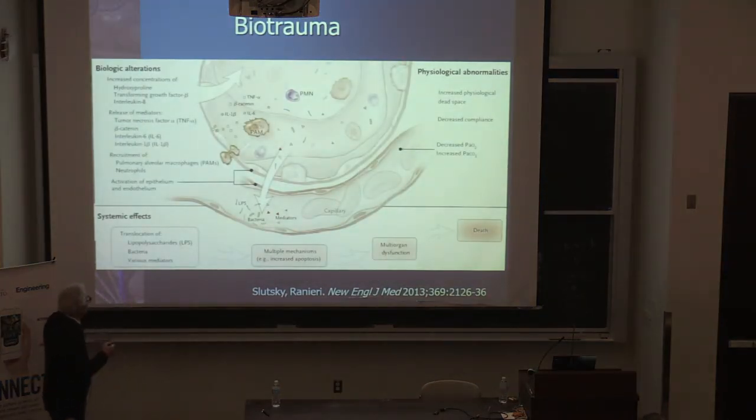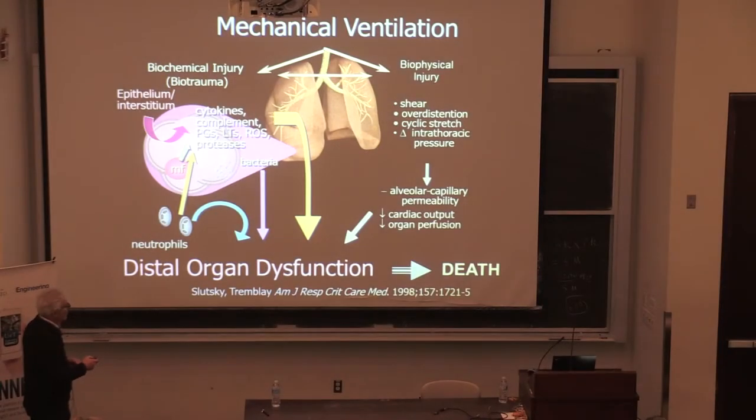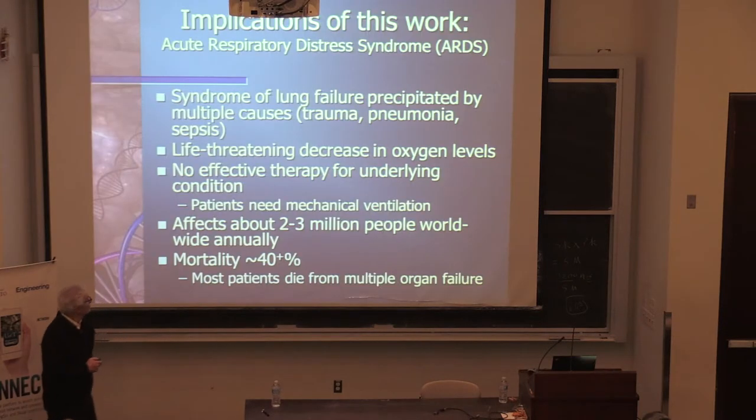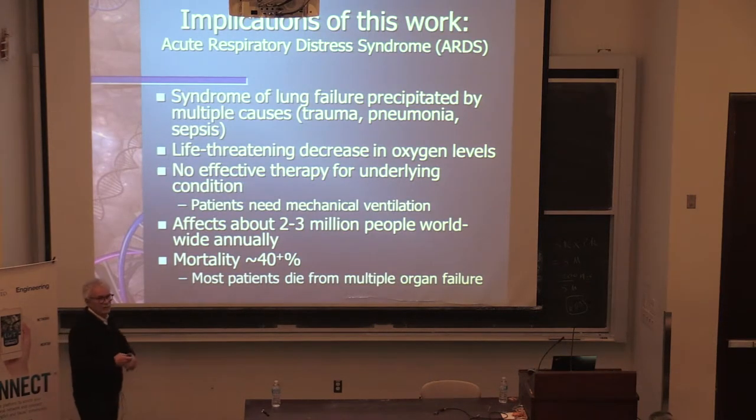So now you have biotrauma, you have release of mediators in the lung. The specific names don't matter. You have physiological abnormalities that affect oxygen and carbon dioxide. But the important thing is if these mediators get into the circulation, they can lead, via multiple mechanisms, to end organ dysfunction. And just to show it a different way here, biophysical injury leading to organ dysfunction and biochemical injury leading to organ dysfunction and eventually death. So what are some of the implications of this work?